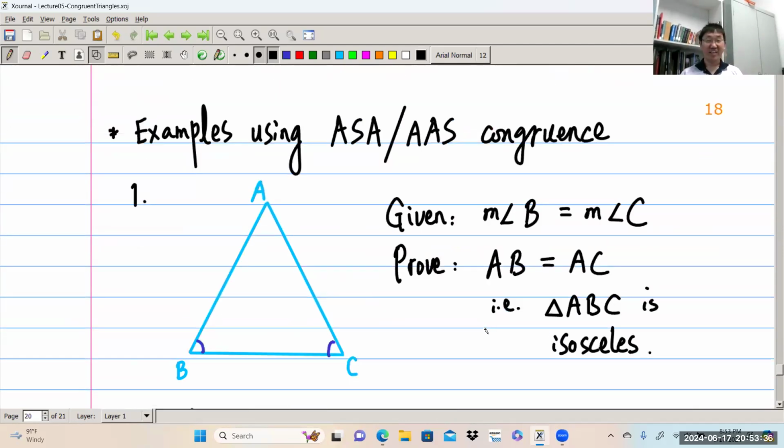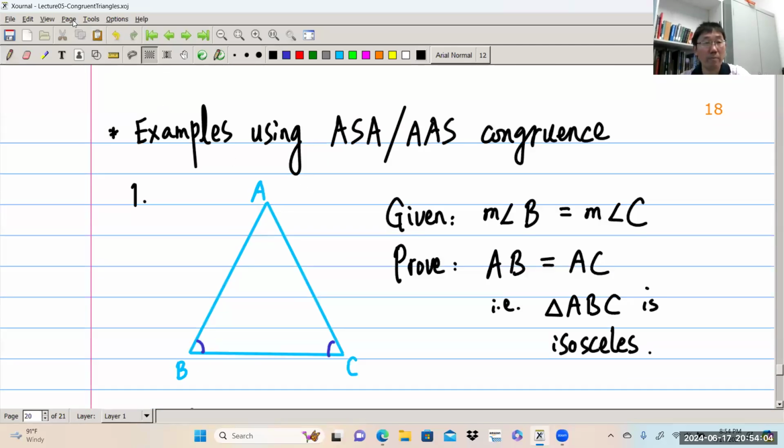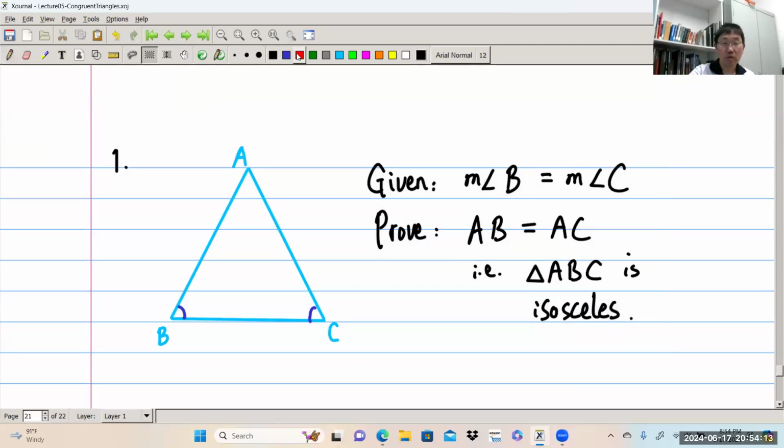Again, this problem one more time. Given, this is different now. Given a triangle ABC, I tell you angle B and angle C are congruent. Now I want you to prove this triangle is isosceles, AB equals AC. How to prove that? There are many ways to do this proof. But I want you to prove this conclusion using the AAS congruence postulate. So how to do that?